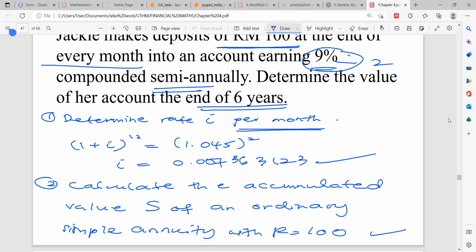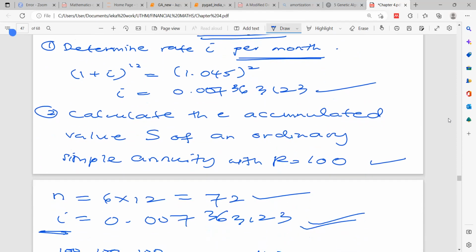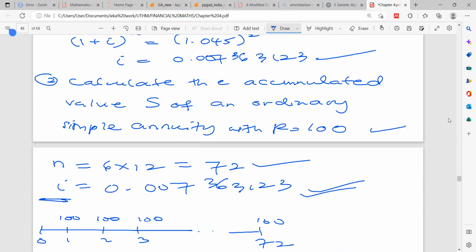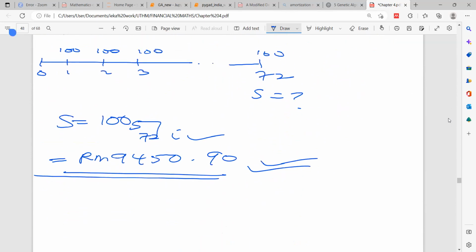So, kita dapatlah (1 + i)^12 = 1.045^2. So, i is equal to 0.007363123. And then, bila dah dapat value i yang baru tu, barulah kita boleh cari. Dia kata determine the value of her account at the end of 6 years. So kita dapatlah S kita adalah 100 S_72 at i, so we have 9450.90.